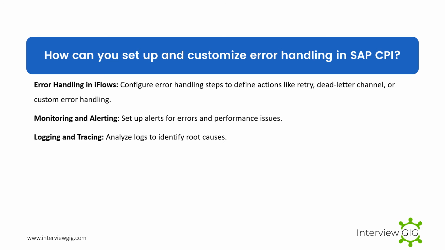How can you set up and customize error handling in SAP CPI? Error handling in iFlows. Configure error handling steps to define actions like retry, dead letter channel, or custom error handling. Monitoring and alerting. Set up alerts for errors and performance issues. Logging and tracing. Analyze logs to identify root causes.